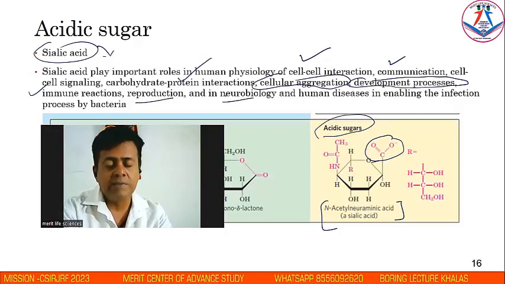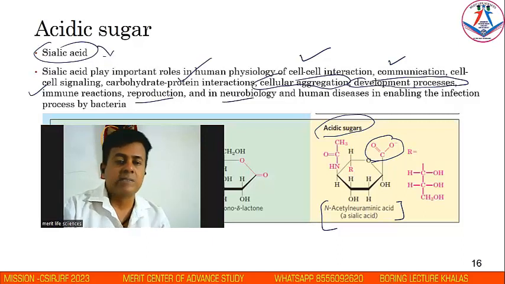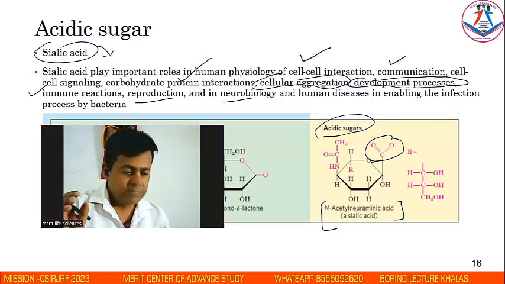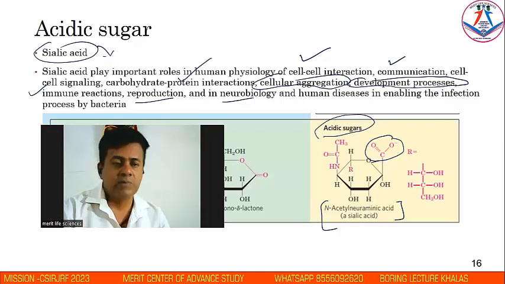Reproduction, neurobiology means the human brain having the largest number of sialic acid, and that's why you are genius or dumb. If you have a very good number of sialic acid in your brain, you are genius. Your capturing power is good. You are motivated to learn. If you are dumb, it means you have very little sialic acid in the brain.